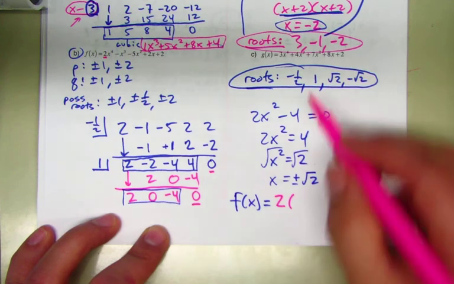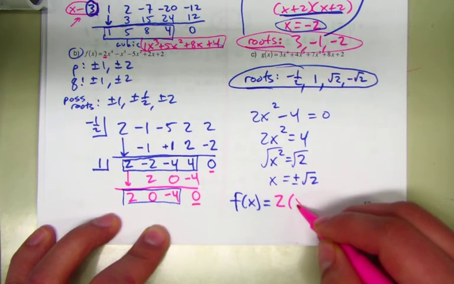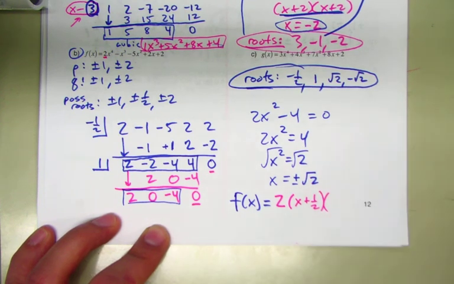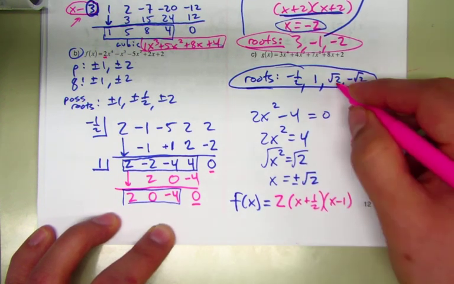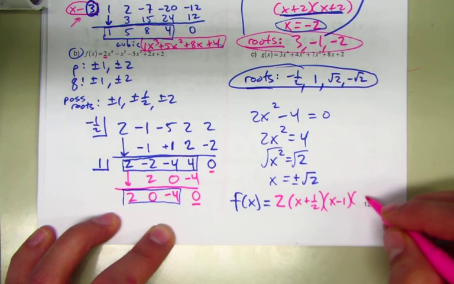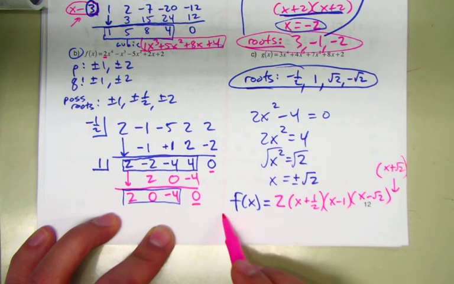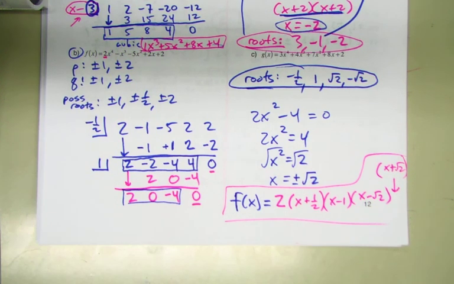Does that make sense? -1/2 translates to x plus 1/2. 1 becomes x minus 1. And then we're going to have x minus root 2. And I'm out of space here. What's the other factor? x plus root 2. So those would be the factors right there. And those are the zeros. Okay? Wouldn't it simplify it? No, we're just going to leave it like that. This is the linear factors format. Okay?